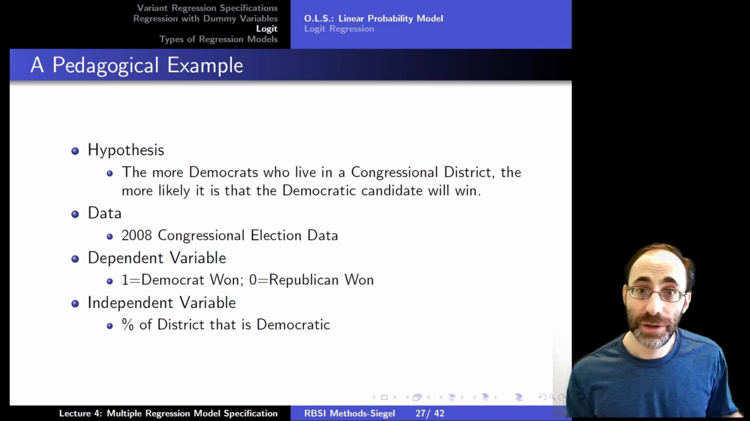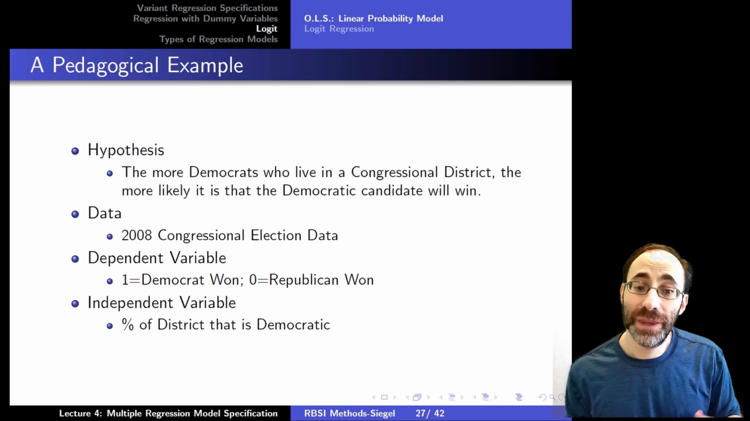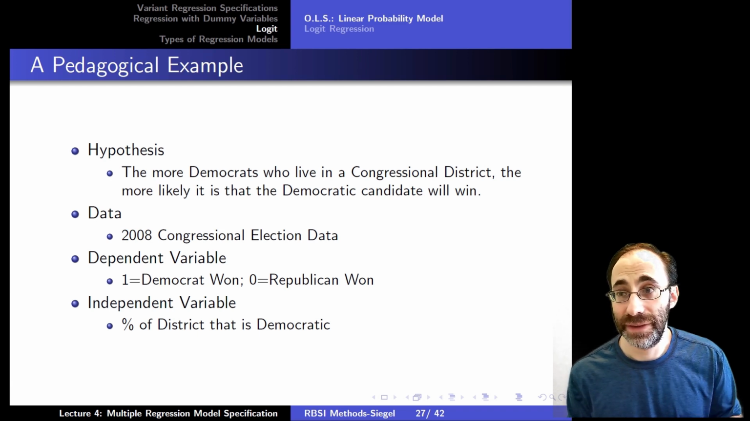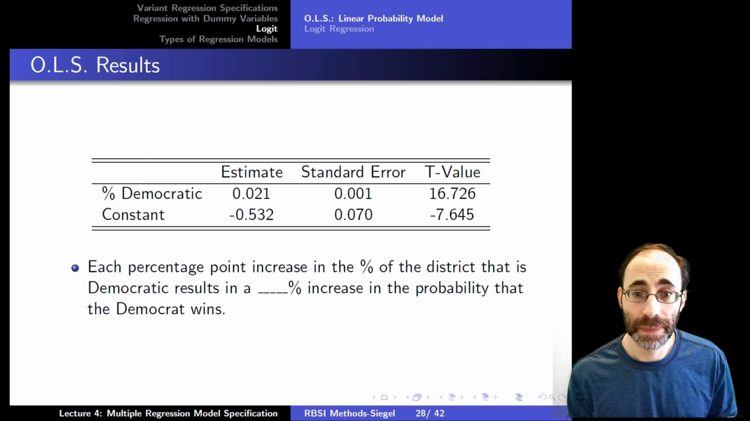1 is the Democrat one, 0 is the Republican one. The independent variable is continuous. It's the percentage of the district that identifies as Democratic. Here are some OLS results.